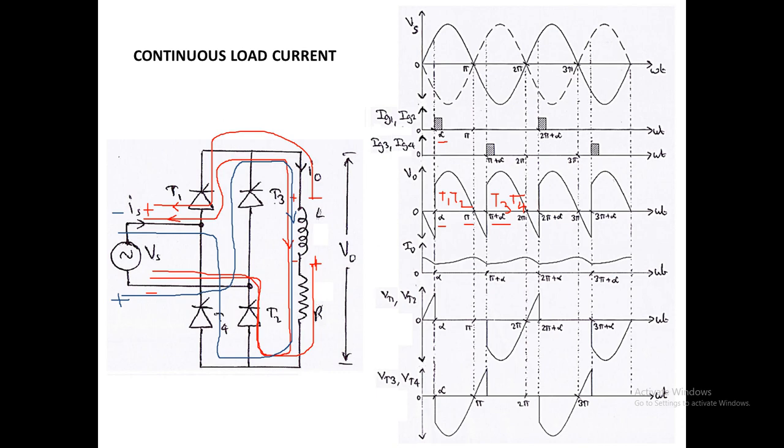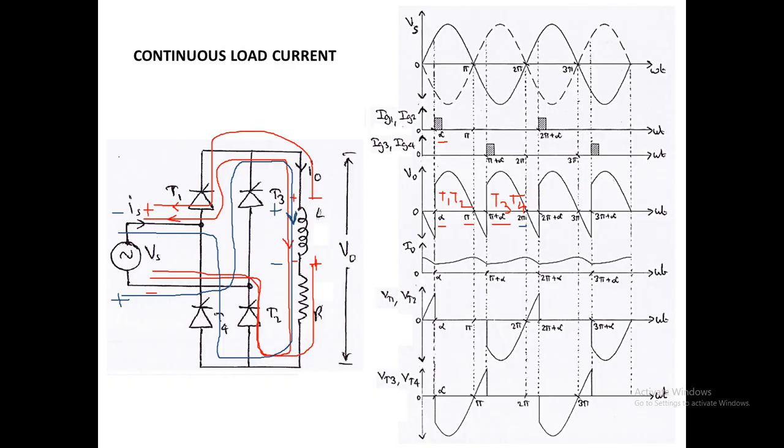So here also the inductance will store the energy with positive at the upper end and negative at the lower end, since the current direction is the same, that is in downward direction. So the inductance will store the energy. This energy storage period is up to 2 pi, that is pi plus alpha to 2 pi. The inductance will store energy during the conduction of T3 and T4.